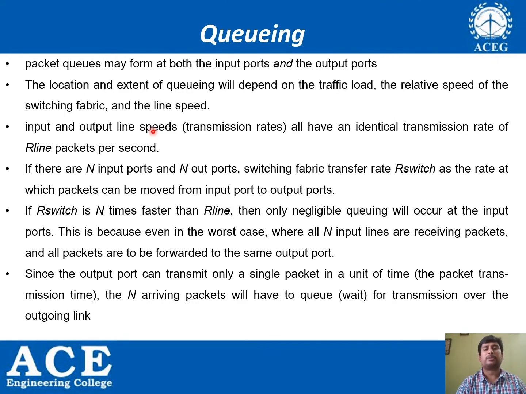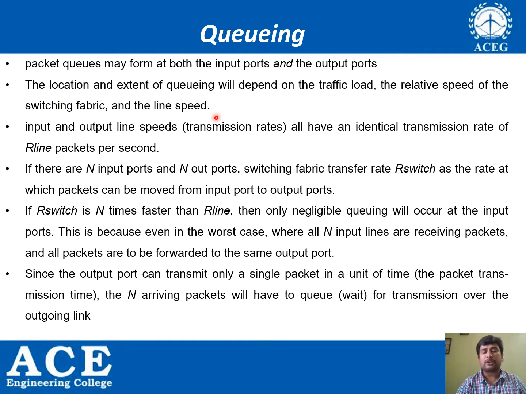Let's discuss the first topic of today, the queuing mechanism. Packet queues may form at both input ports as well as output ports. We just discussed in our previous class the structure of a router. The input ports are those through which the packets enter a router, and output ports are those through which the packets are released to the next router or the destination device. So the queuing of packets can happen either at the input port or the output port.